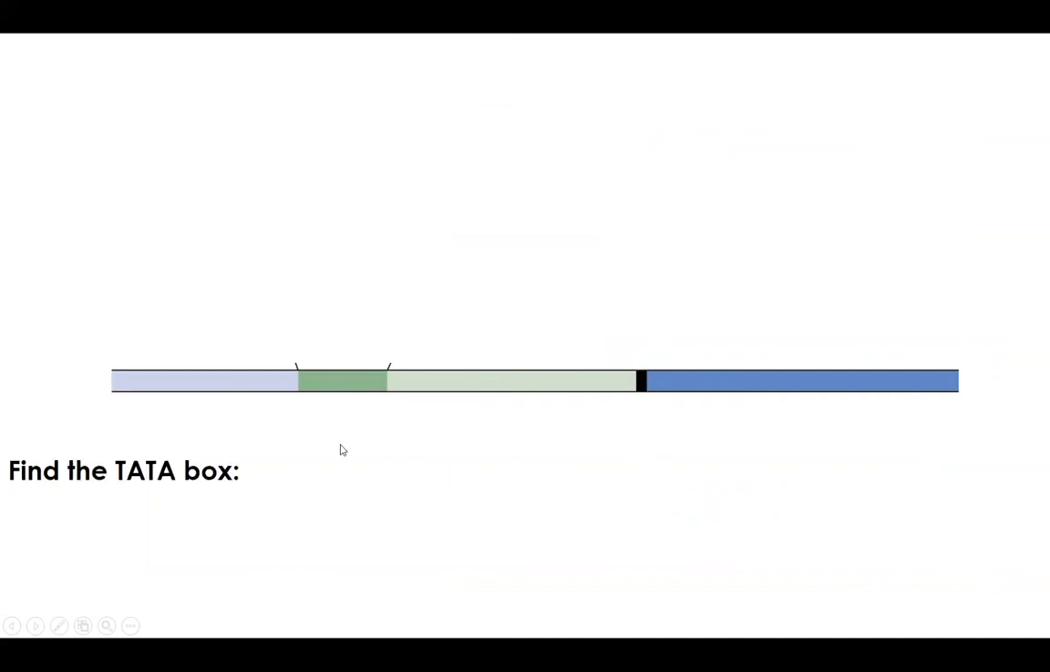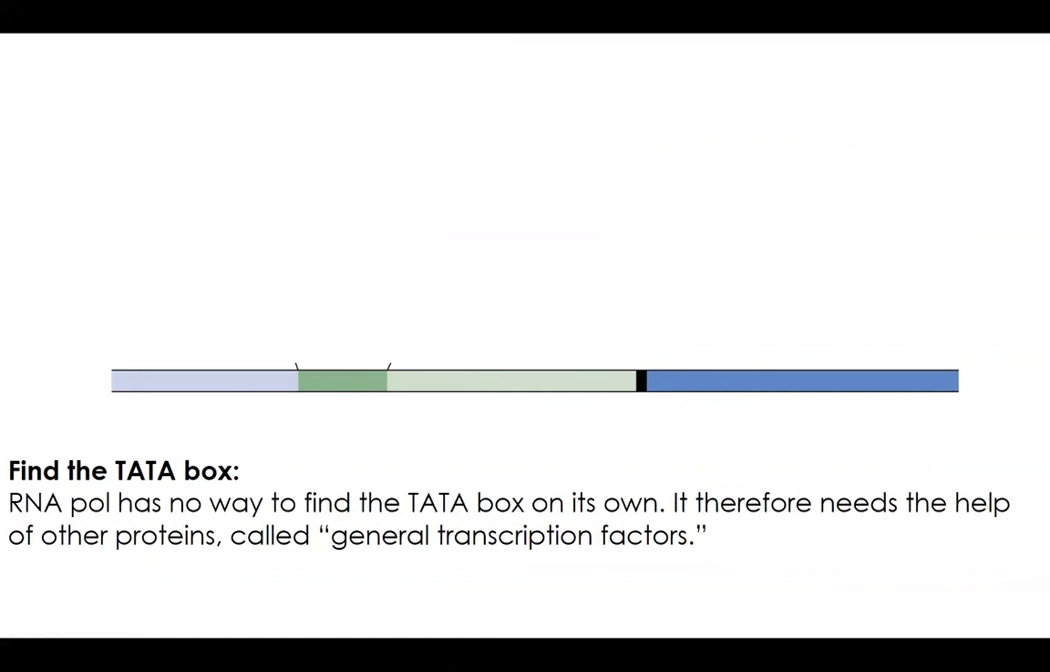So to find the TATA box, that's our first goal. Again, RNA polymerase has no way to find the TATA box on its own. Therefore, we need some help from proteins called general transcription factors. A transcription factor is pretty much what it sounds like. It's going to help control the process of making RNA. Most of the time, these are able to bind to DNA either indirectly or directly. They're involved with transcription somehow.